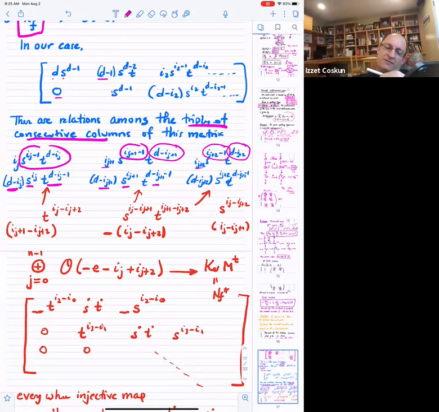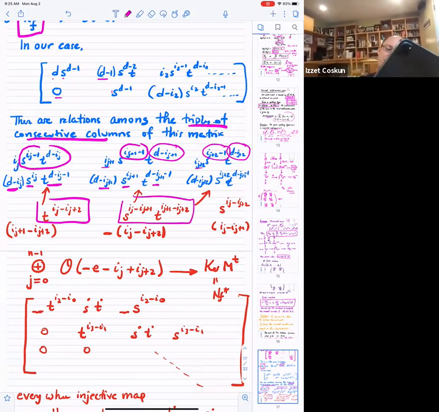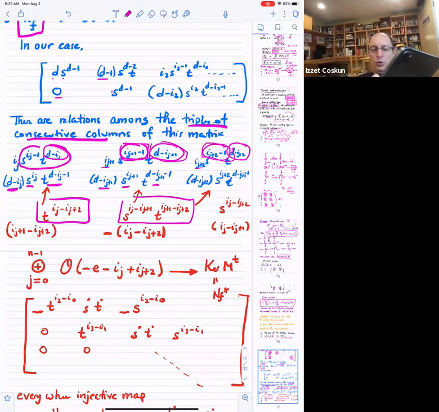You see, if I multiply this thing by t to the i_j minus i_j plus 2, this one by s to the i_j minus i_j plus 1, t to the i_j plus 1 minus i_j plus 2, anyway, if you multiply each column by the correct s and the correct t, then you can make them all be equal.